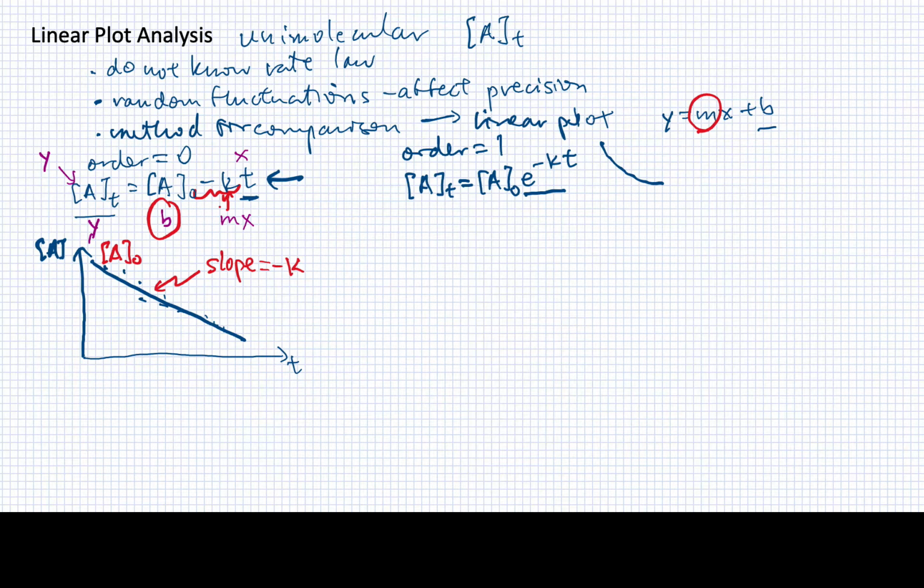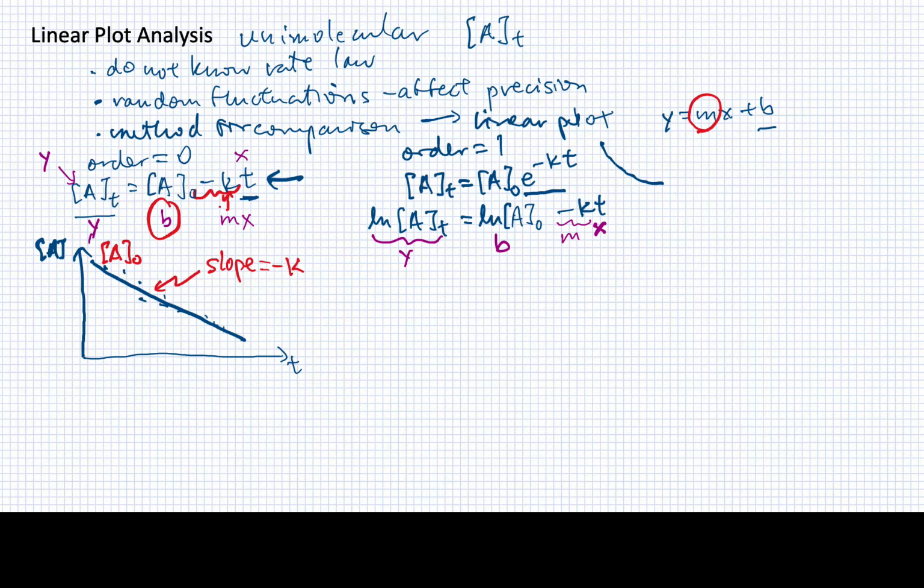Well, the most straightforward way is to take the natural log of both sides of this equation. When we do that, we'll end up with an equation that looks like this. Log of A at time t is equal to log of A at time 0 minus kt. Okay, now when we do this, once again, we can identify t as being our x-coordinate. Log of A is going to be our y-coordinate. Minus k is our slope. And log of A at time 0 is our y-intercept.